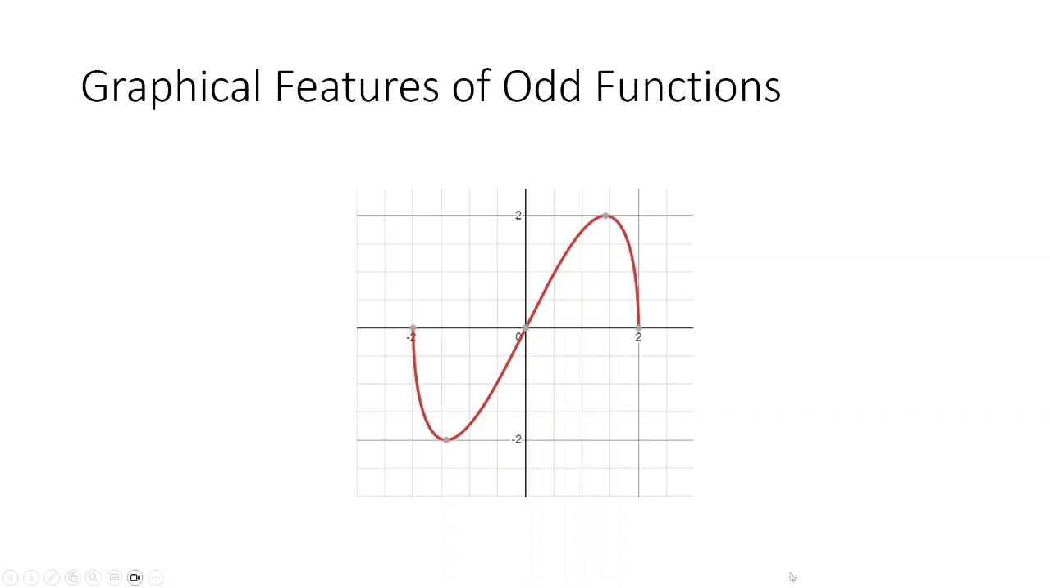Likewise, here is another graph of an odd function. If I take this right half of the graph, then the left half of the graph is almost exactly the same, except it's been mirrored horizontally and then flipped upside down. So mirrored and then flipped. This is the graphical feature of an odd function.